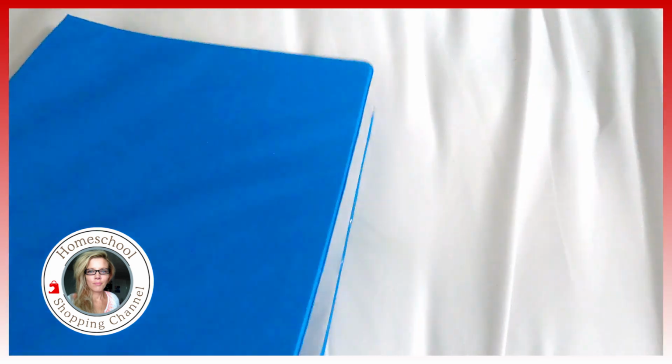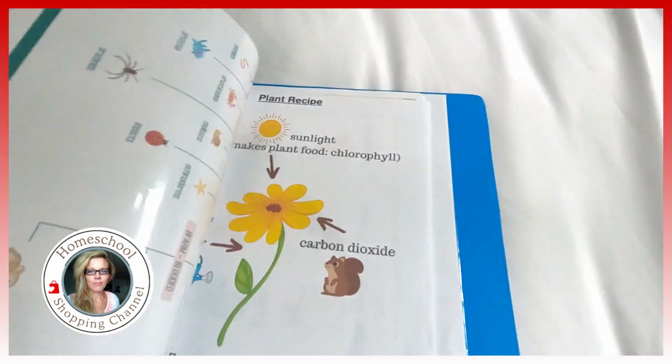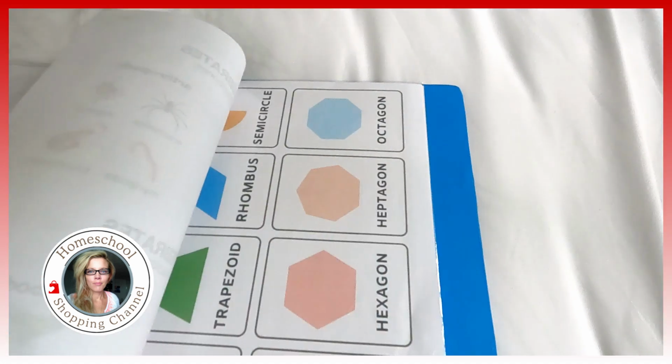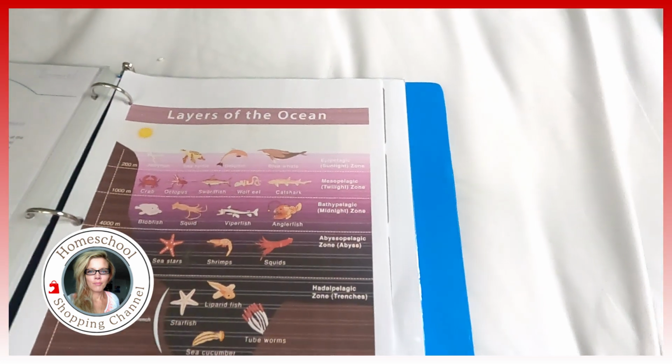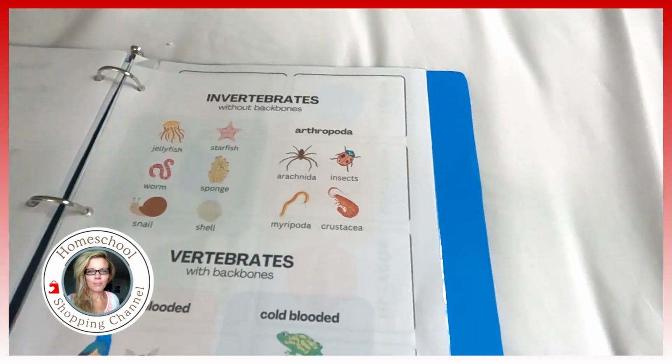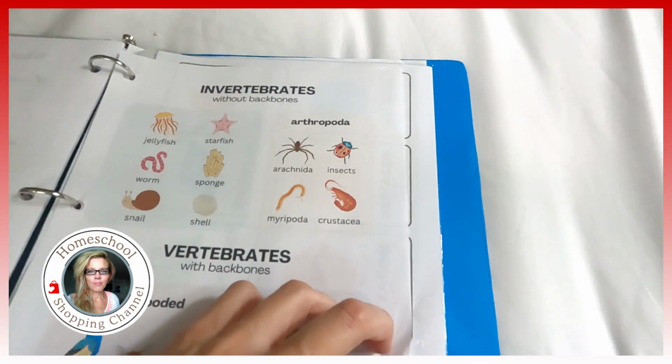All right, you are back. Now, take a look at this. So this is the blue binder I was referring to. This is where I put stuff that I want them to memorize. So this is the plant recipe I was talking about. This is stuff I made on Canva. Luckily, Canva has a ton of stuff on there already. I Googled this, got it from Canva.